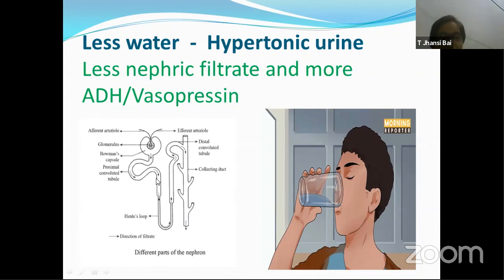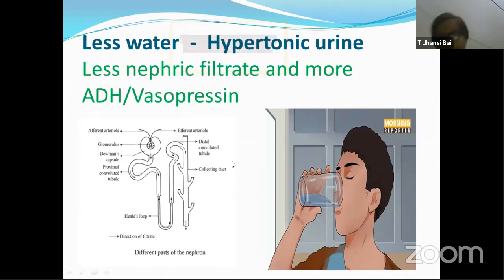The second thing is that when you take less water, automatically vasopressin is released from the pituitary gland. In the presence of this hormone, the distal convoluted tubule and collecting duct also reabsorb water. So thereby hypertonic urine is produced. So this is one way how water control takes place.